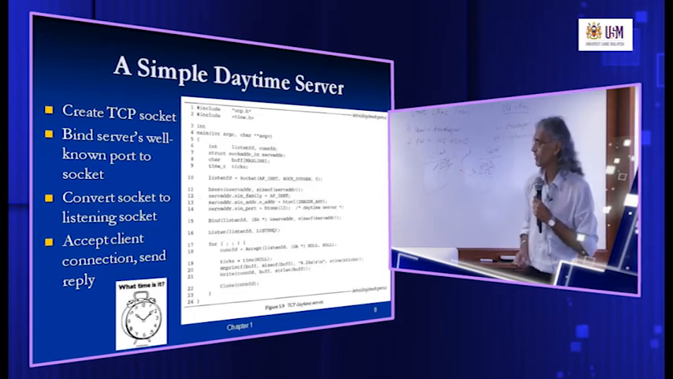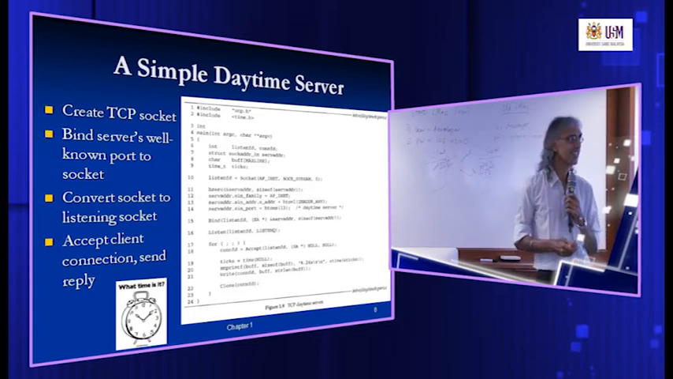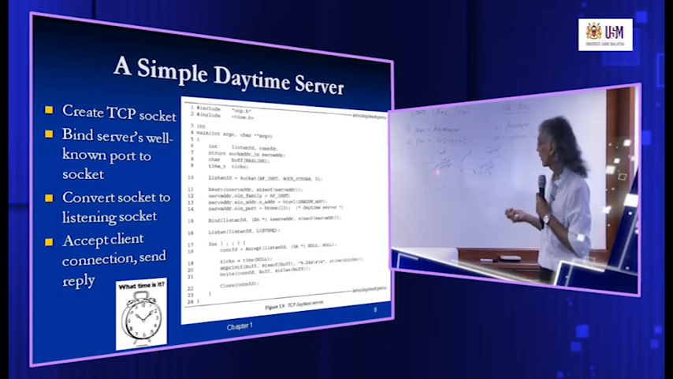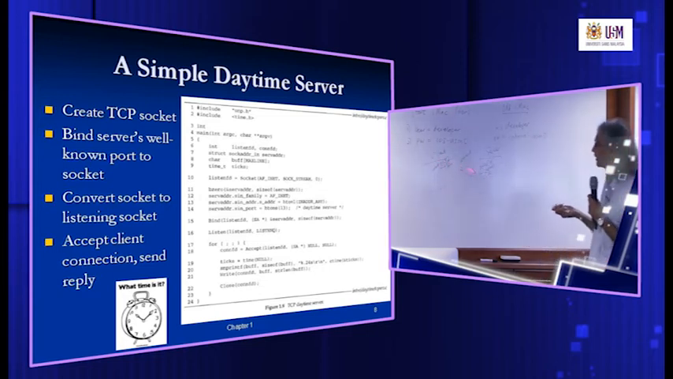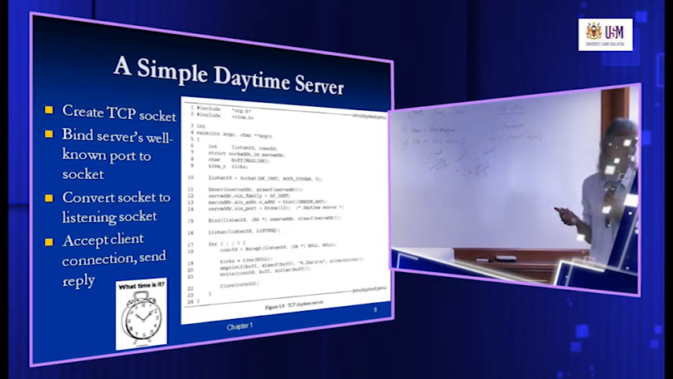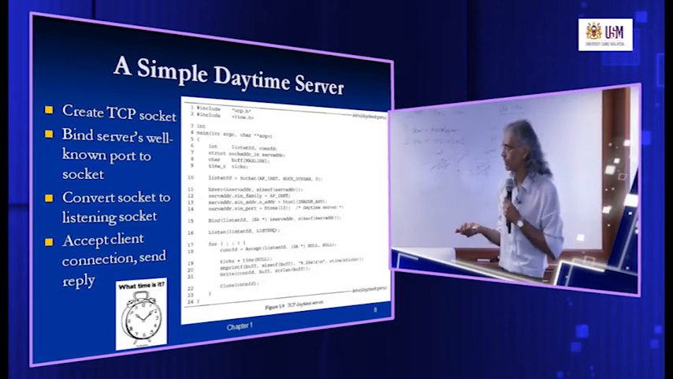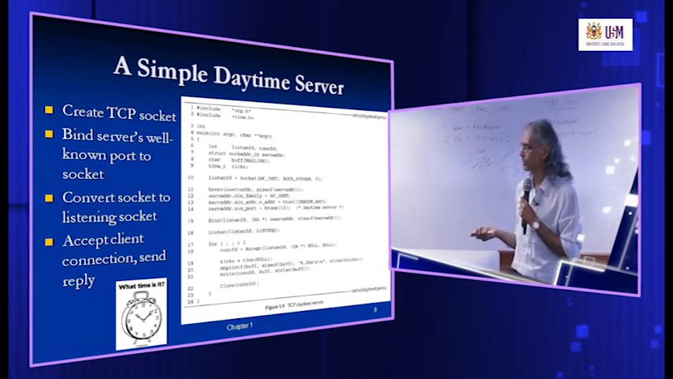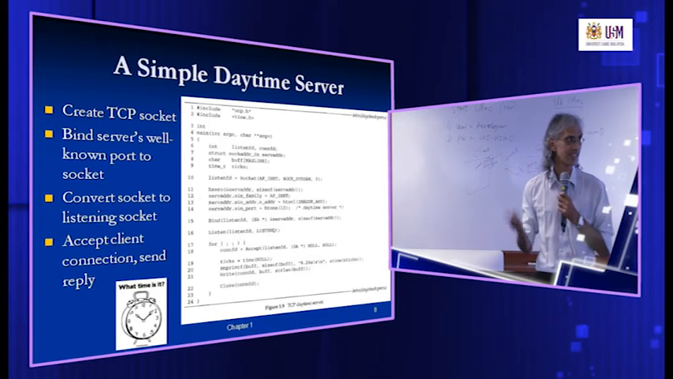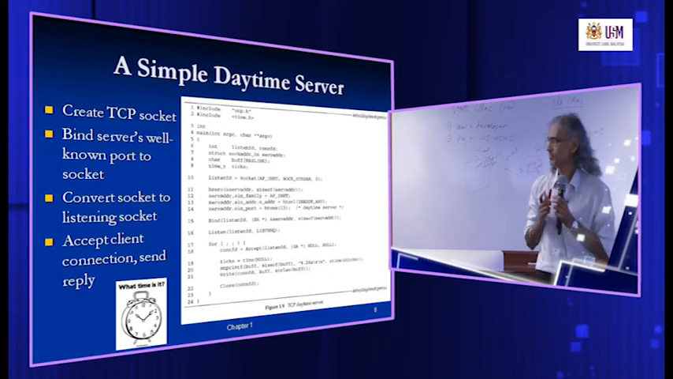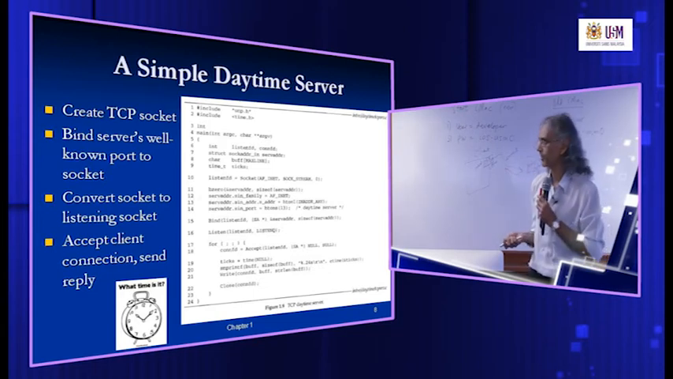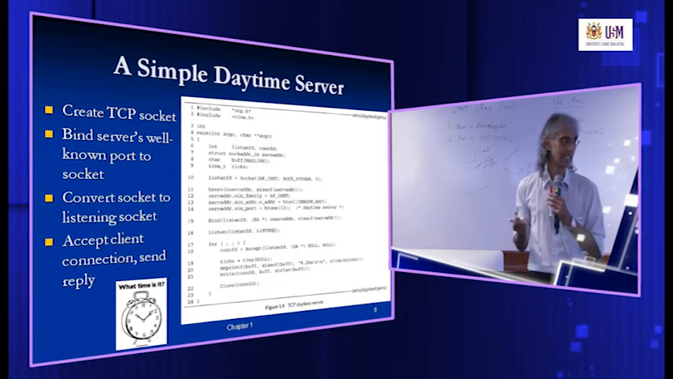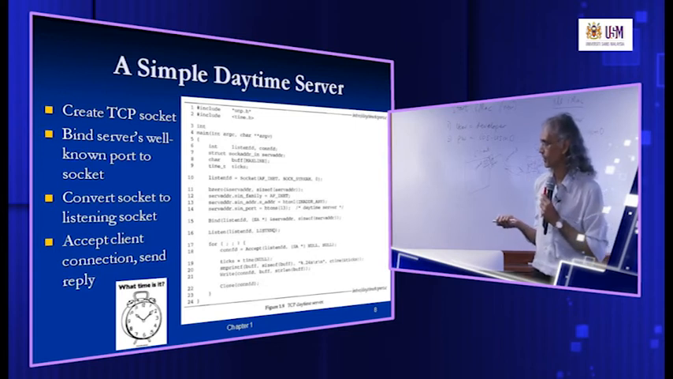Right? So now it's listening, waiting for a connection to come. Now, if a client tries to connect to the server, that's when, if an incoming connection comes in, it will try to accept the connection. So that's another function. Accept the client connection and then send a reply. So there's a function called accept.